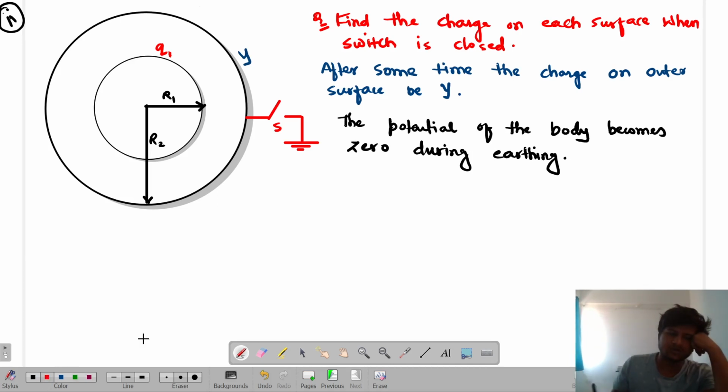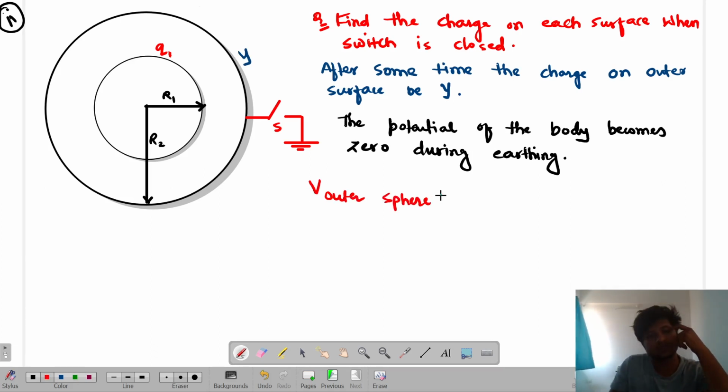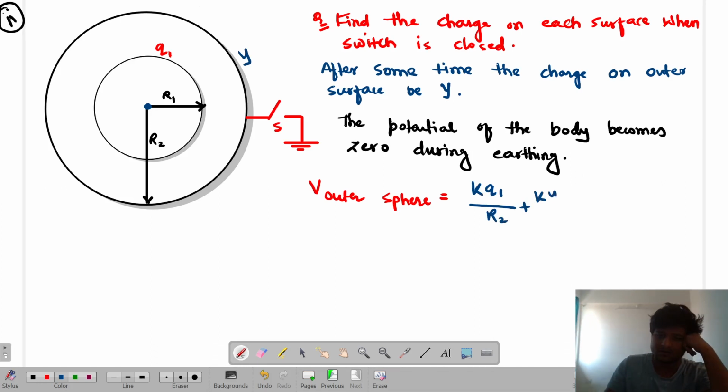Okay. So look over here. Then the potential of the outer sphere will be what? Simple. First, let us consider the charge Q1 at the center and the potential due to this over here. So KQ1 by R2, isn't it? And due to the net charge Y, KY by R2. So that means I got Y is equal to minus Q1. Is that clear?